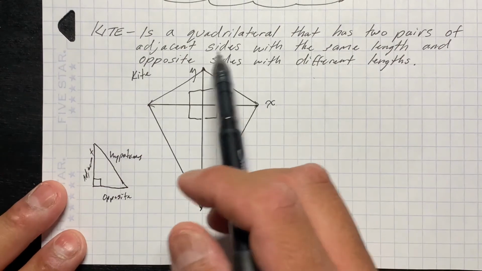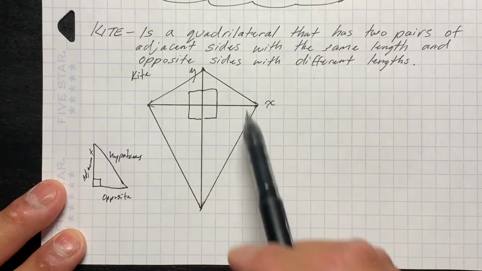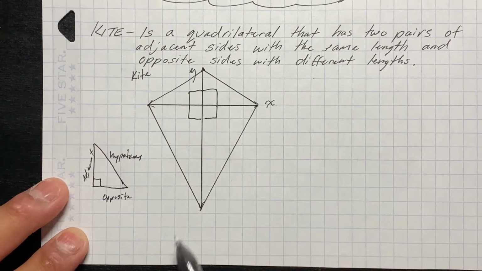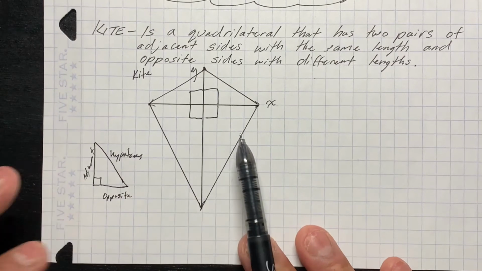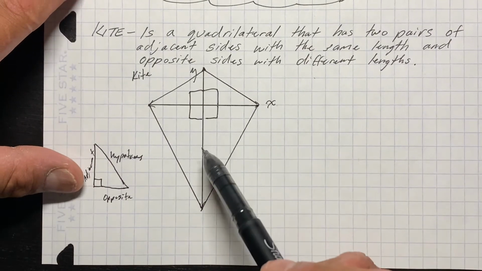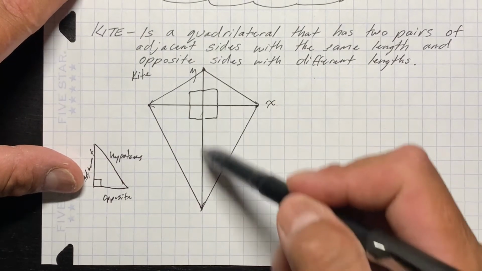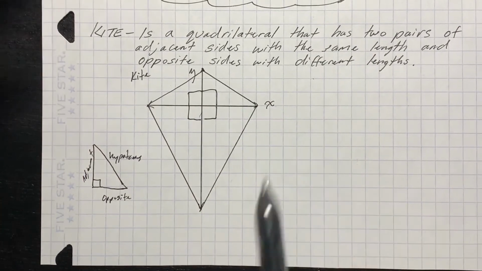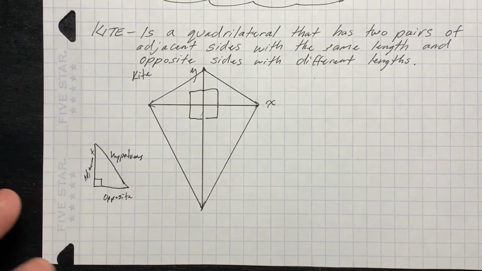Now, this is a quadrilateral because it does have 4 edges. It has 1, 2, 3, 4 vertices. Also, it's a two-dimensional figure, so it has 1 face as well. It does have 2 adjacent sides right here, and they have the same length, and we'll talk more about this as we go along. But let's have some fun.